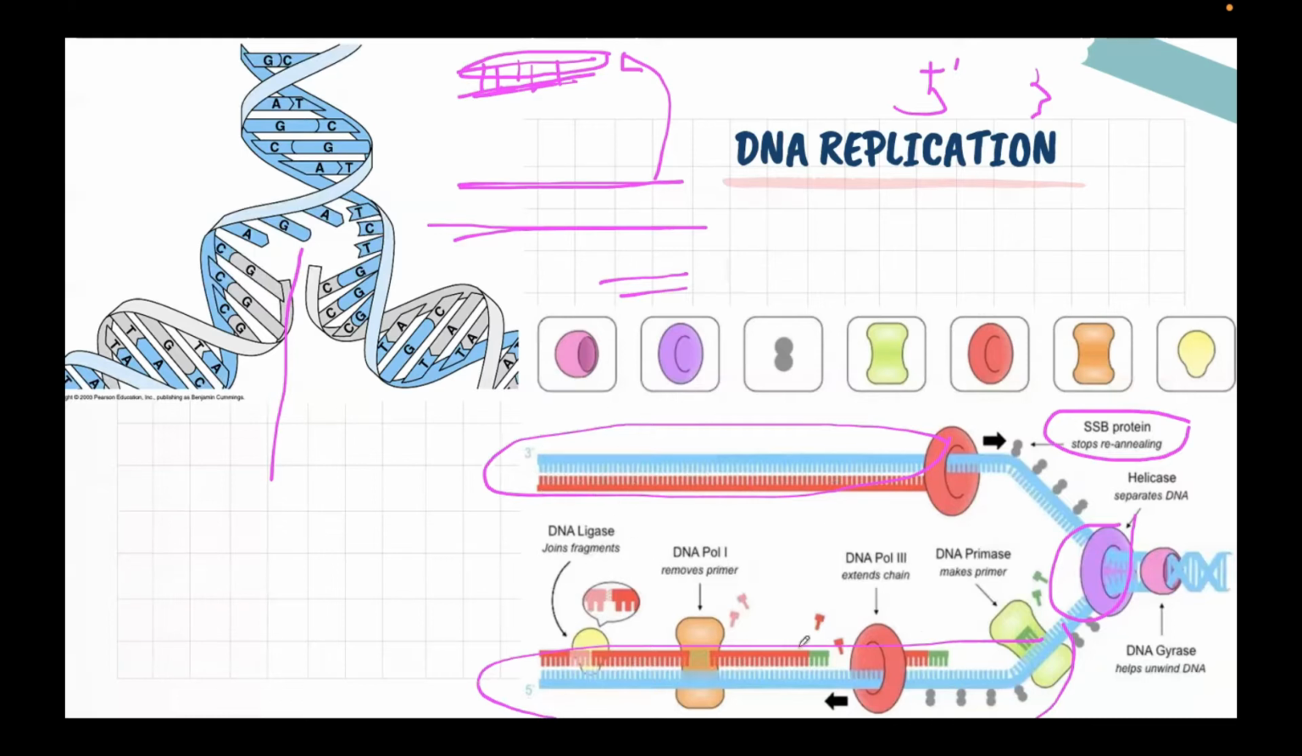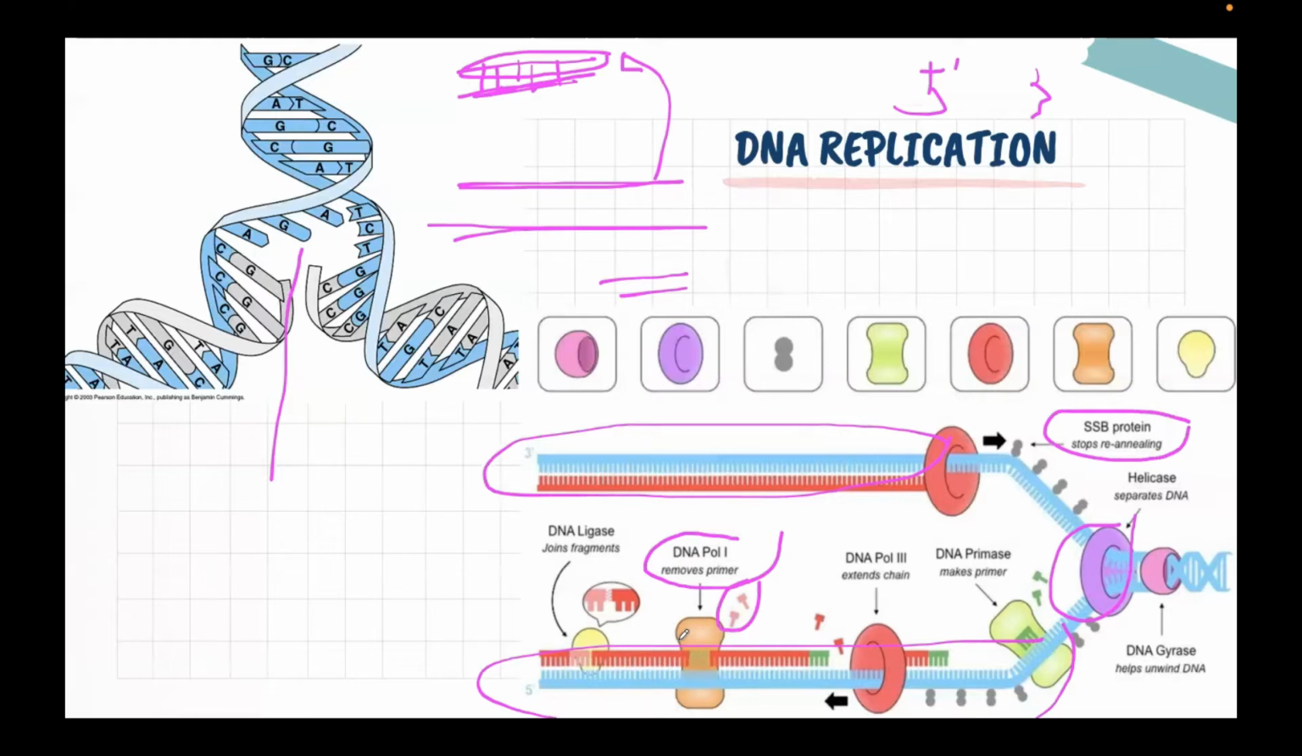Okay, si leading strand, lagging strand, si DNA ligase, it will join the fragments ng mga Okazaki fragments mo sa lagging strand. Your DNA polymerase 1, it will remove the RNA primer, kasi may mga kakabit na RNA primer dyan. And then, it will replace it with DNA. And then your DNA polymerase 3, it extends the chain. And then your DNA primase makes the primer.